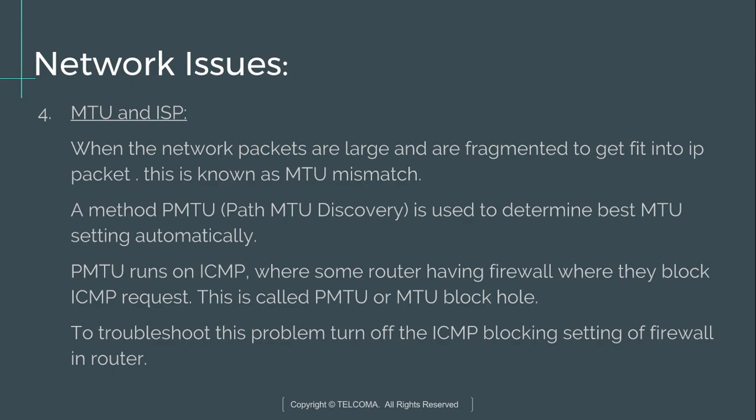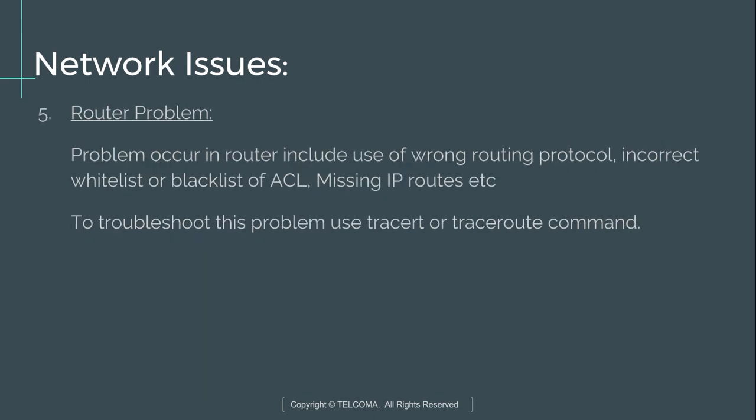But PMTU runs over ICMP, and we know that some routers have firewalls which block ICMP requests. This is known as PMTU or MTU black holes. To troubleshoot such problems, we have to turn off the ICMP blocking settings over the firewalls in the routers. The next is the router problem.